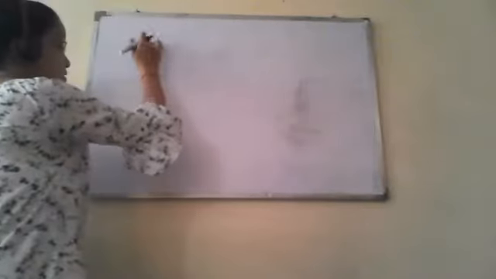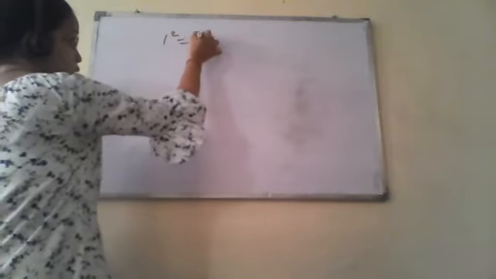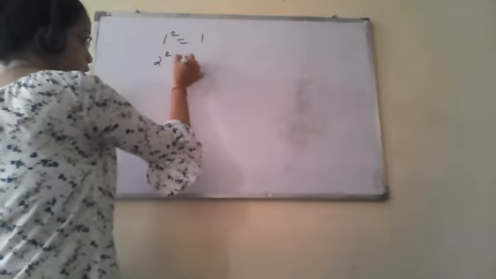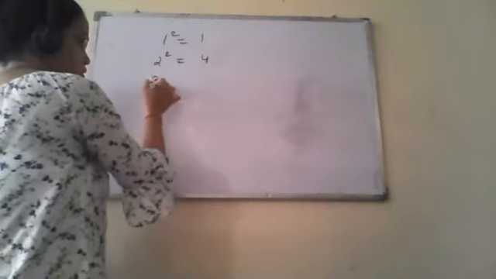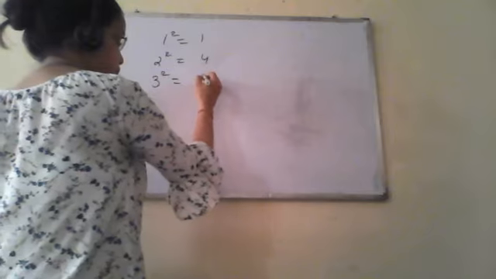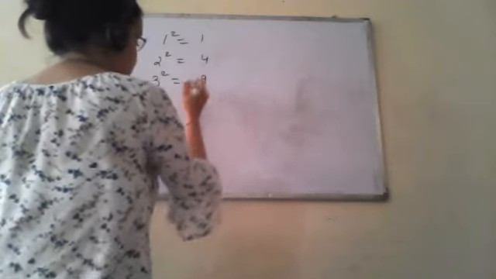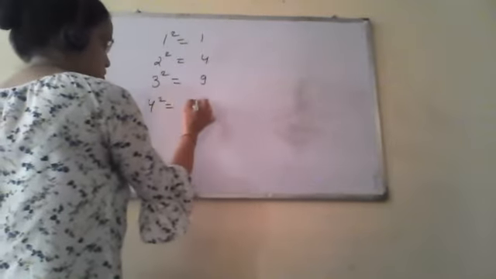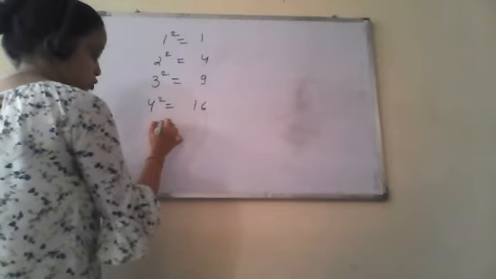As we have been seeing, 1 square equals 1, 2 square equals 4, 3 square equals 9, 4 square equals 16, 5 square equals 25, 6 square equals 36, and so on. Up to any number you can find the square.